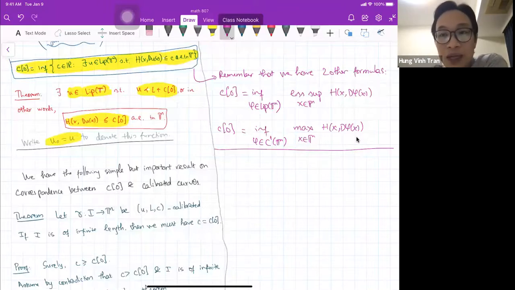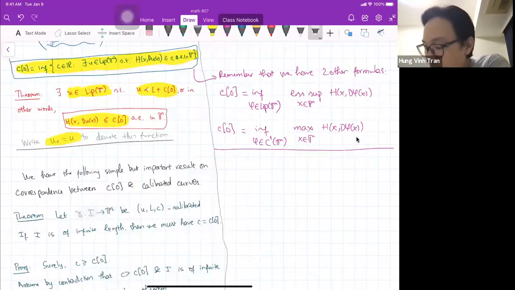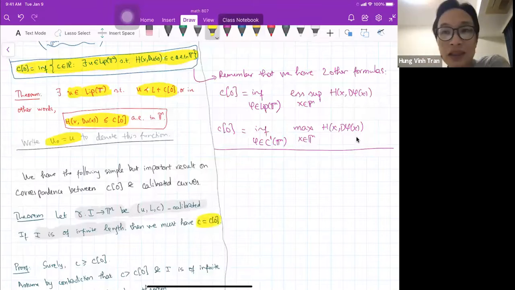Okay. So now this is exactly the result that's gonna imply the first important point I mentioned. And the result is rather simple, right? We say that if gamma is a calibrated curve, a U, L plus C calibrated curve, and if gamma maps from an interval of infinite length, then I must have that the constant C is C naught.